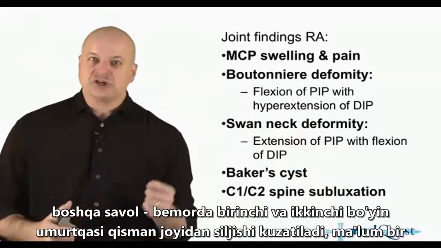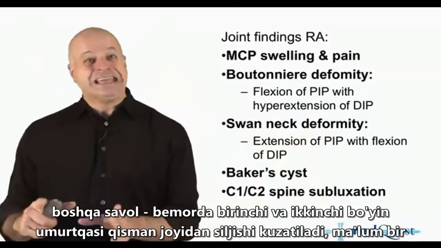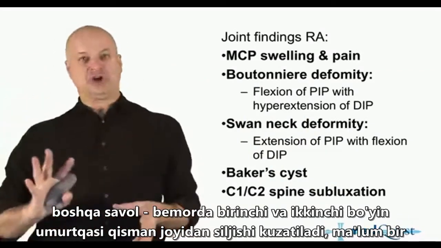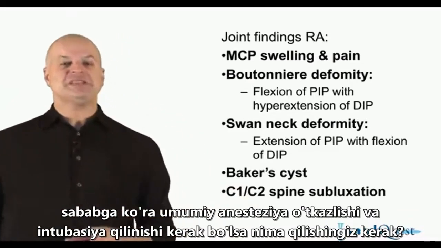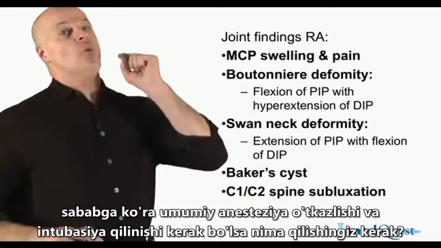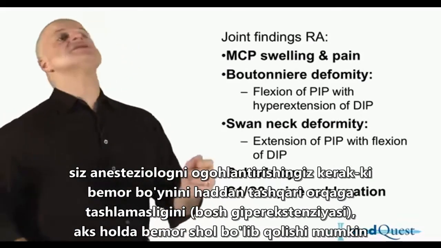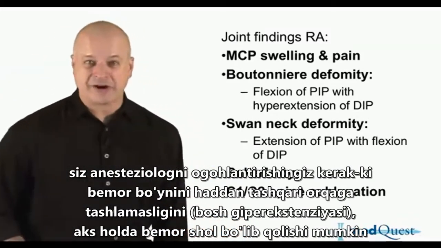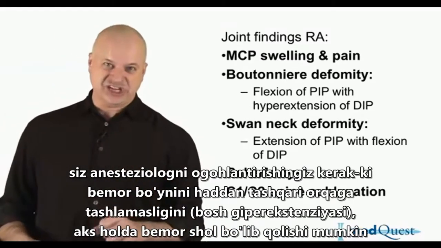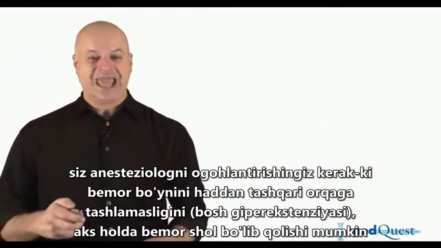The other question that goes with C1, C2 subluxation is a patient who is about to undergo general anesthesia for another reason, and the person needs to be intubated. What do you do? You warn the anesthesiologist, hey, don't hyperextend the head. You're going to paralyze someone. So you warn the anesthesiologist about hyperextending the head.